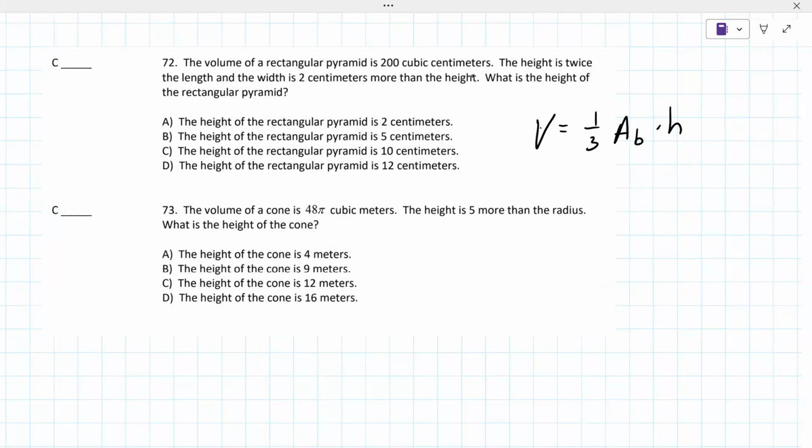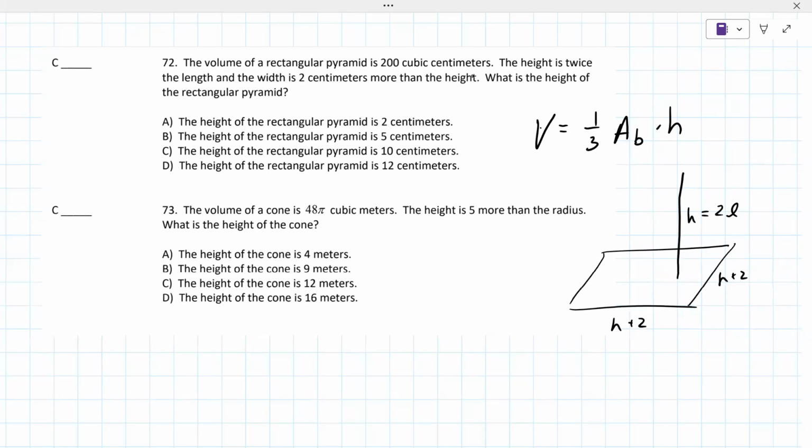They're giving you the volume, and they're just giving you everything in terms of everything else. So maybe a picture here. The height is twice the length. The length and the width are 2 centimeters more than the height. So this is the height plus 2 and the height plus 2. What is the height of the pyramid?